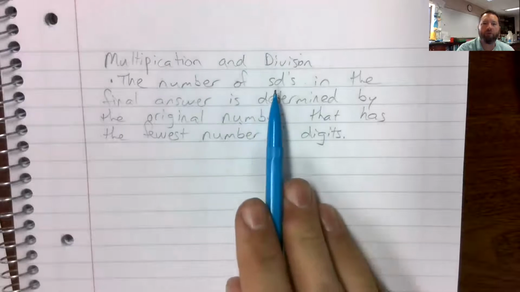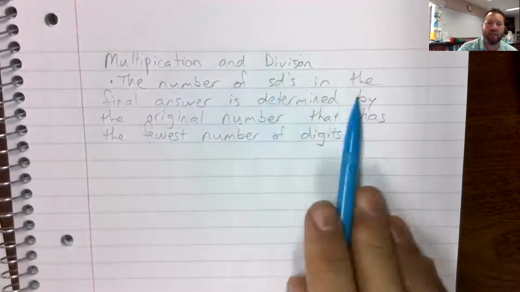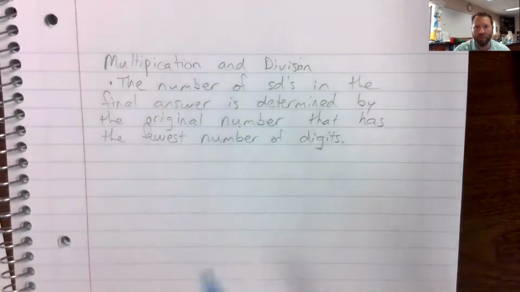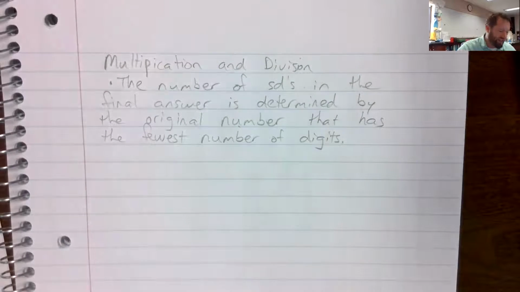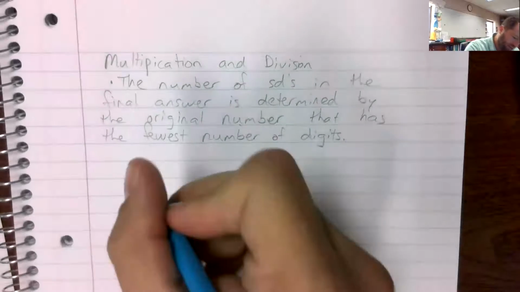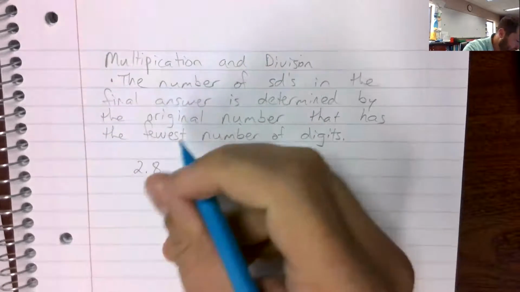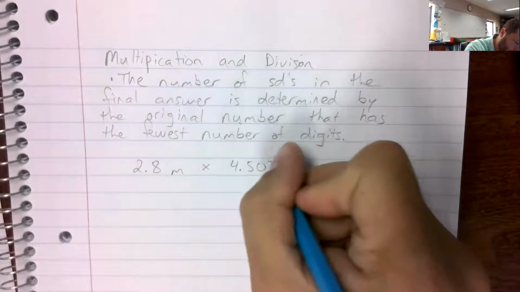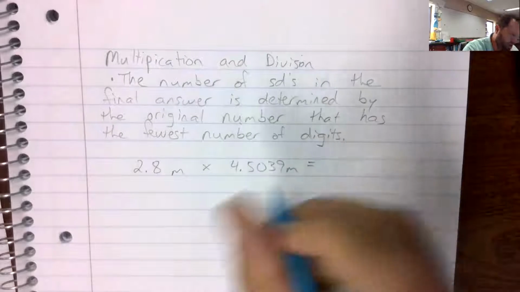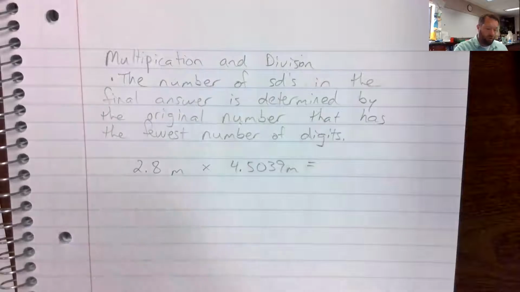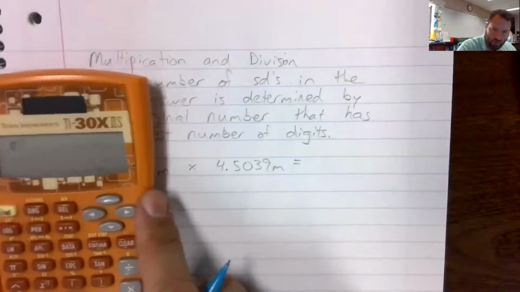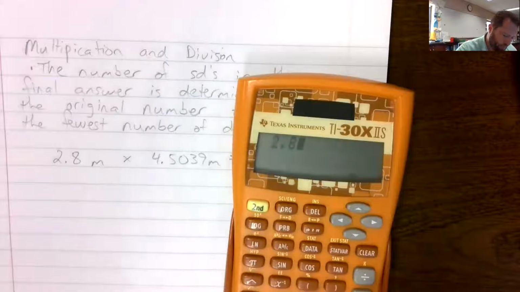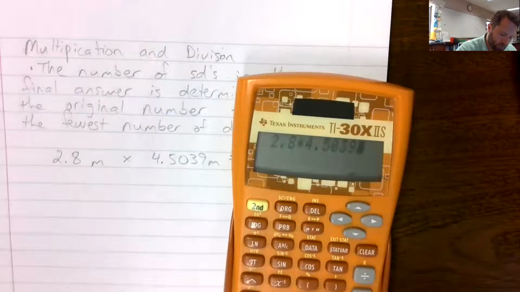So the number of significant digits in the final answer is determined by the original number that has the fewest number of digits. Again, tough to say, tough to write, tough to read. I think an example will help a lot. So 2.8 meters times 4.5039 meters. Again, first thing we're going to do is just start off by doing the actual math. What we want is 2.8 times 4.5039.